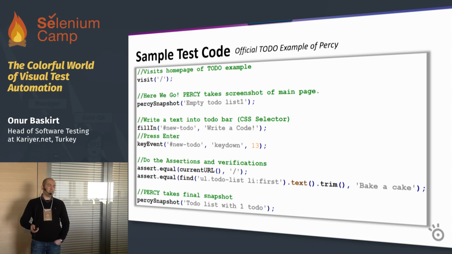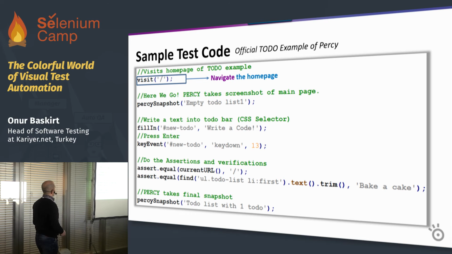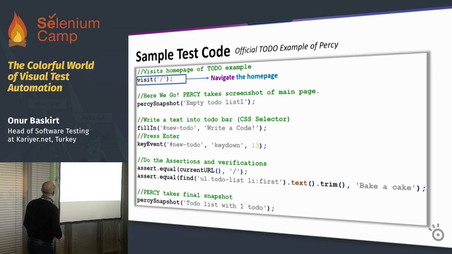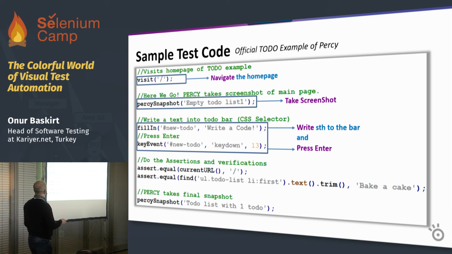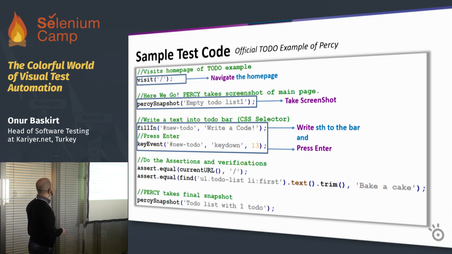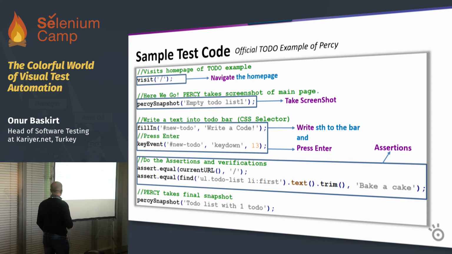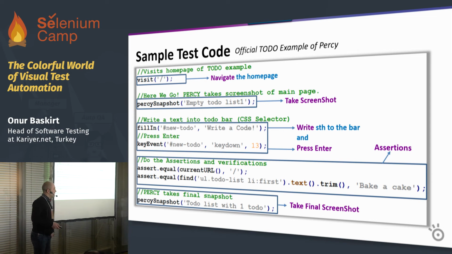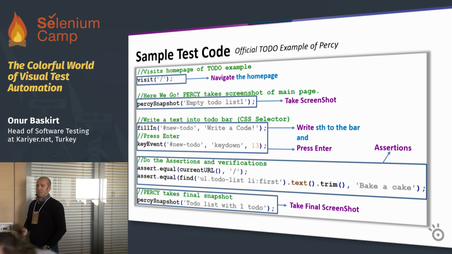And this is the sample code of Ember Percy. You can navigate to the home page with the visit command. And here we will take our first screenshot. We will write something to the search bar with the fill-in method and key event method. We will press enter, do some assertions and verifications, and finally take the second screenshot, again using the Percy snapshot method.